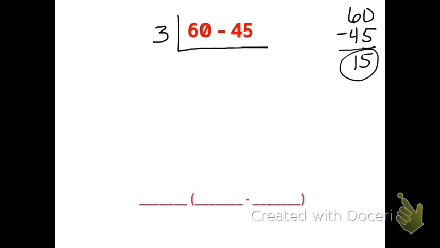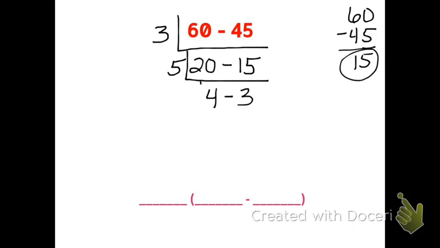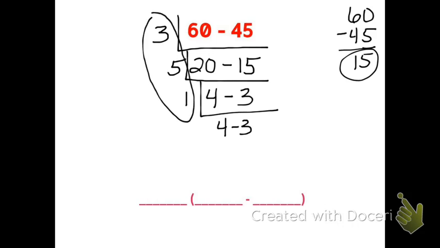So 3 goes into 60 how many times? Write this with me. 20. Minus, how many times does 3 go into 45? 15. All right, common factors between 20 and 15? 5, good. 5 goes into 20 how many times? 4. And how about 15? 3. Common factors between 4 and 3? 1. Only the number 1. So we finished making our cake. Now we just need to rewrite it on the bottom. So this makes up our greatest common factor. 3 times 5 times 1 is? 15.